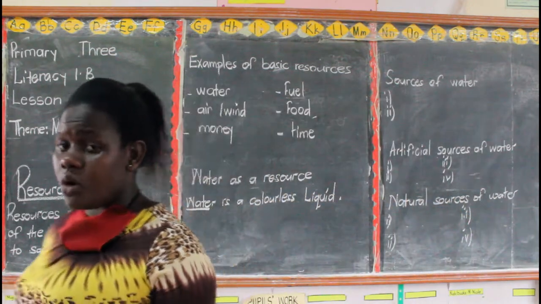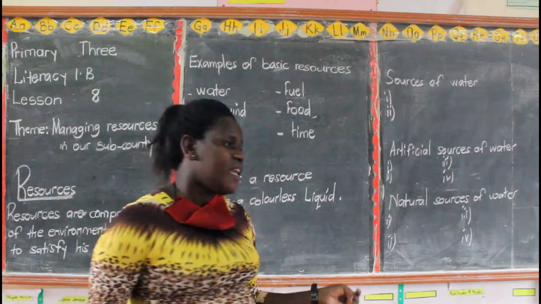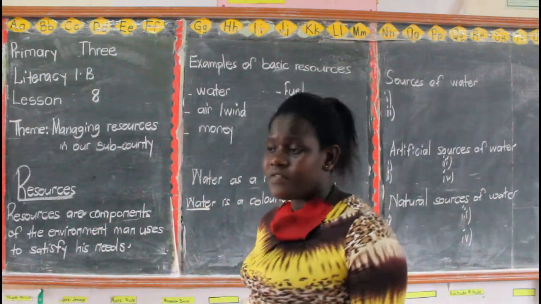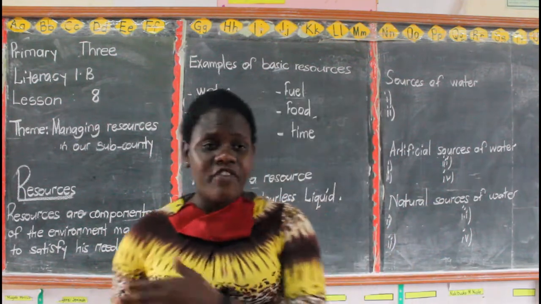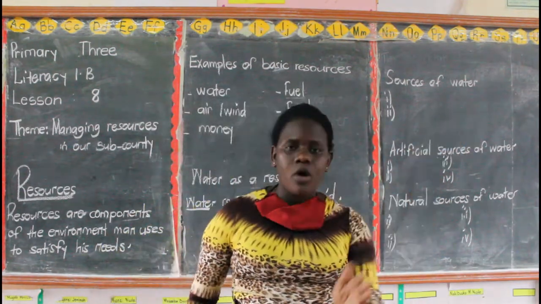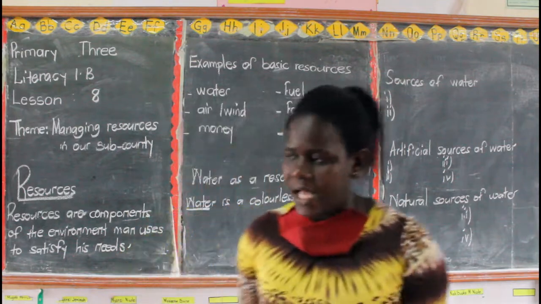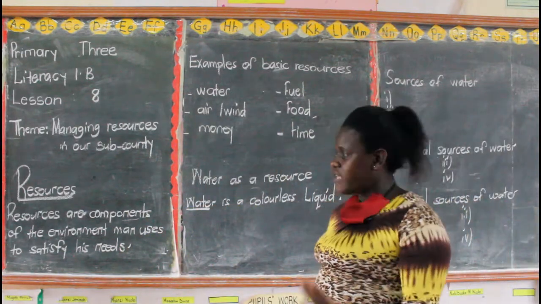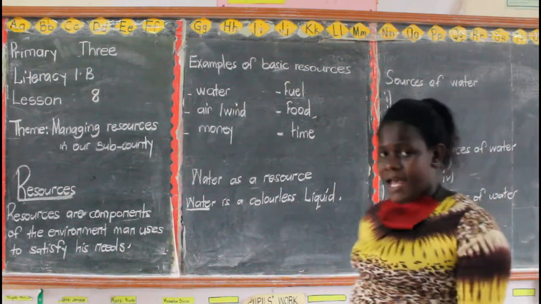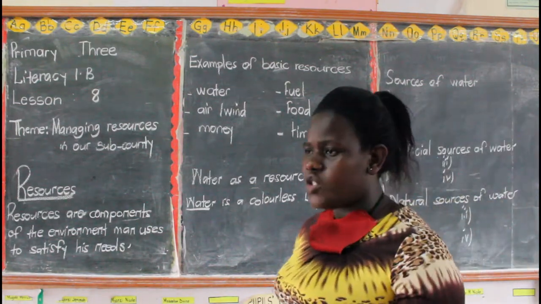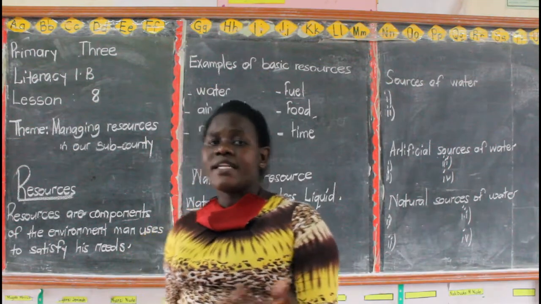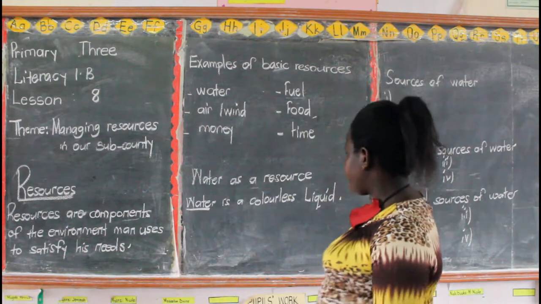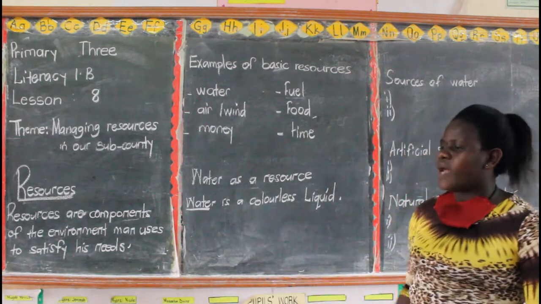Time. That's why even at school we have that basic resource. There is time for everything. If it is time for doing work, you have to do work at the right time. If it is time for break, they ring the bell and you move, because time is a basic resource. Food is a basic resource. Fuel is a basic resource, and I have told you fuel is a material that is burnt to produce heat or lighting energy. Let us now talk about one at a time.